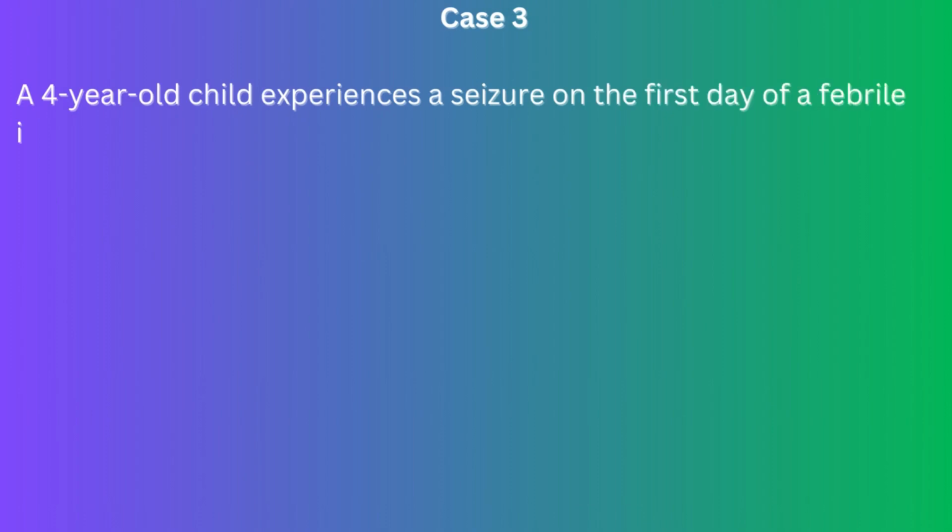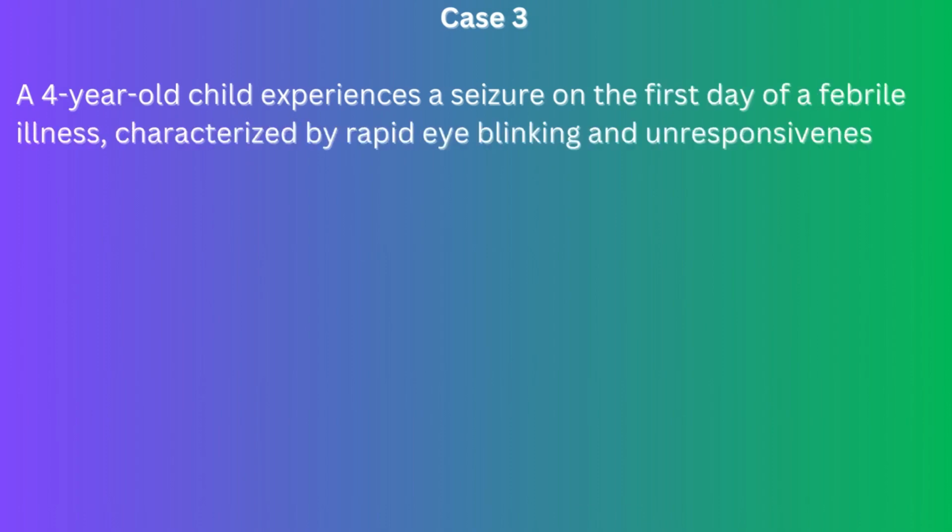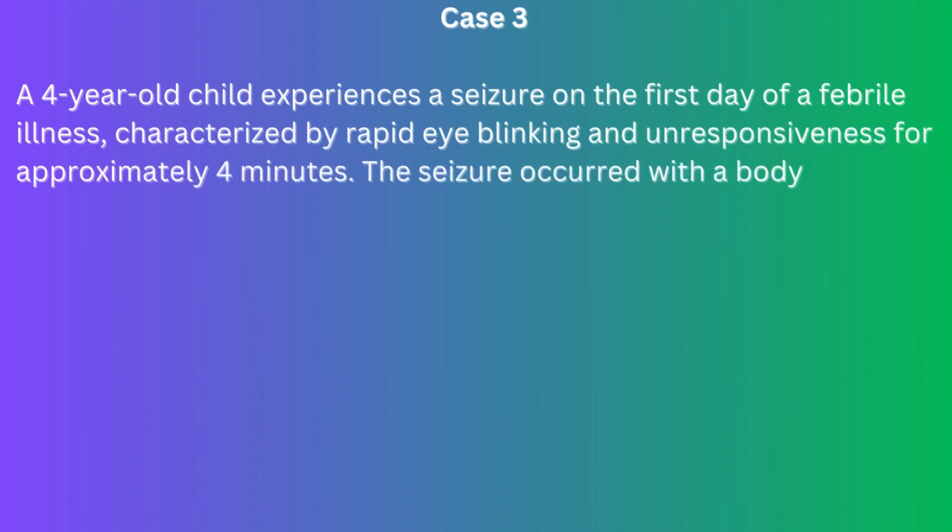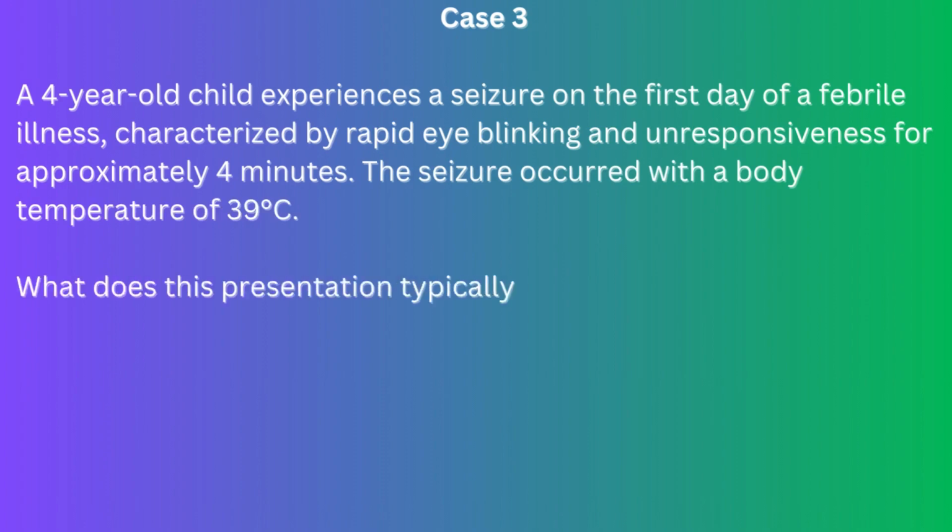Case number 3. A 4-year-old child experiences a seizure on the first day of a febrile illness characterized by rapid eye blinking and unresponsiveness for approximately 4 minutes. The seizure occurred with a body temperature of 39 C. What does this presentation typically indicate about febrile seizures?